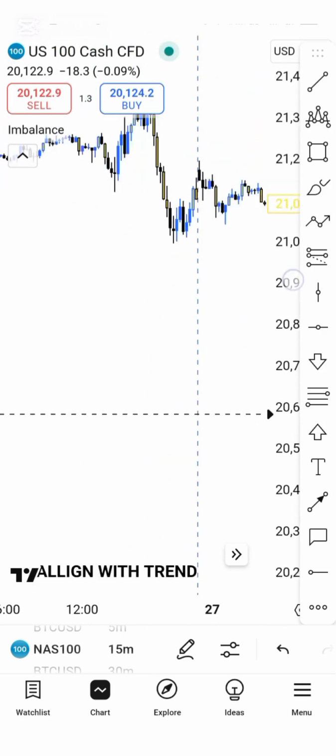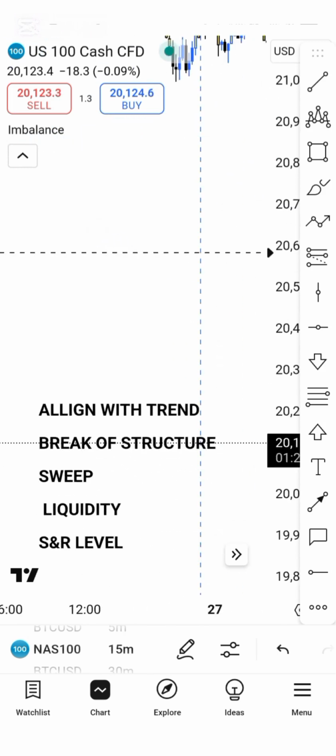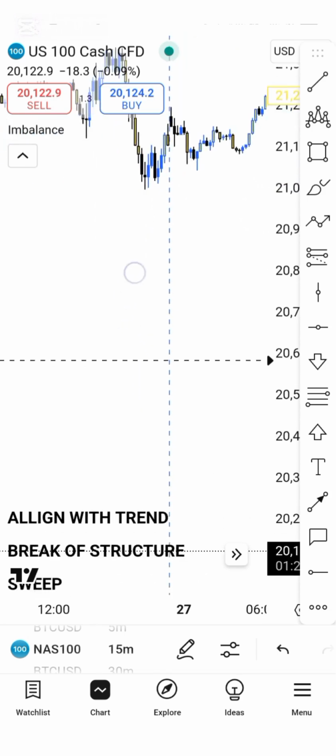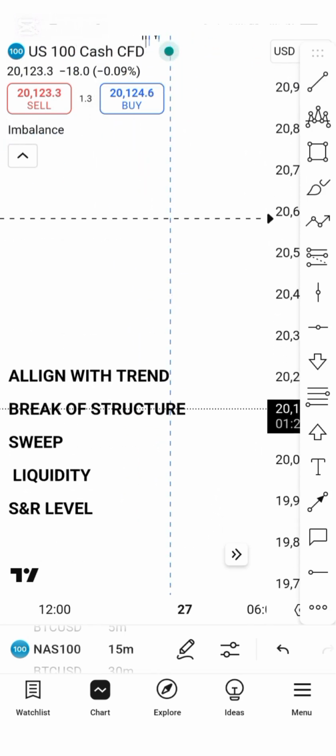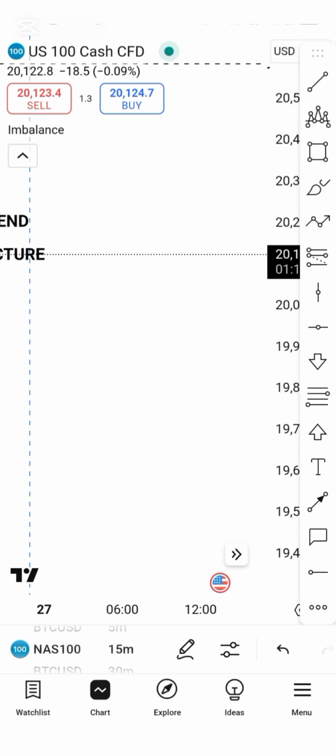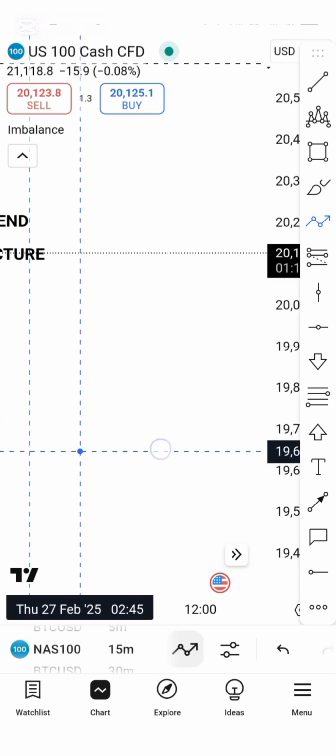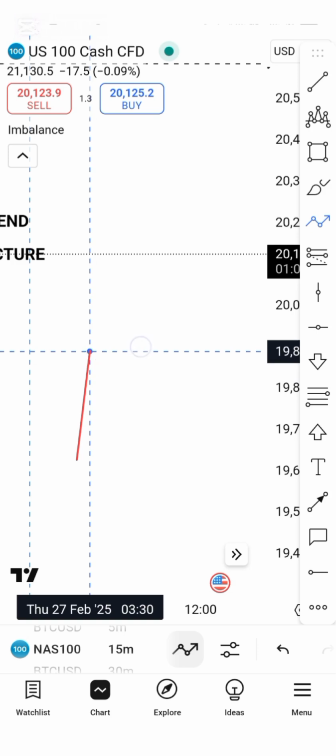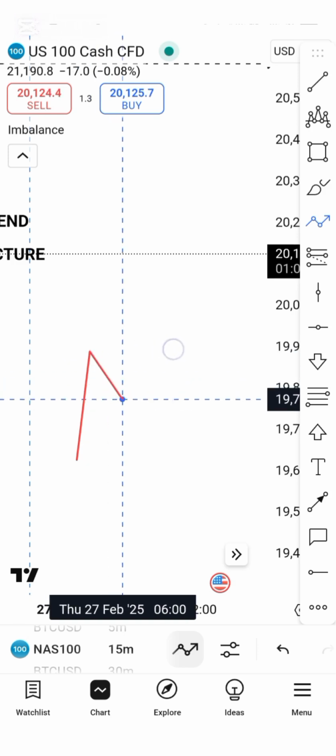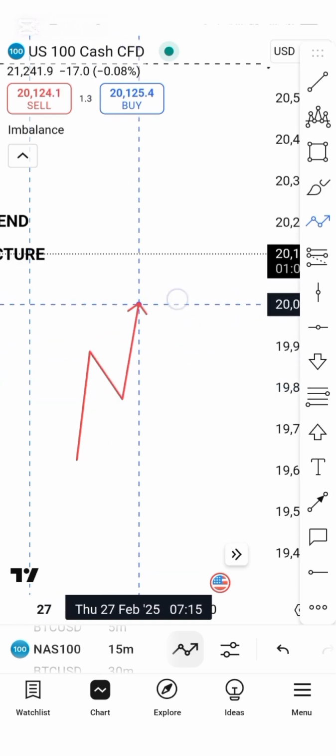I'm going to explain each one and show you on the chart what I mean by each one. The first one is aligned with trend. What do I mean by aligned with trend? We all know what trend is in the market. Markets move in an uptrend, make a retracement, then move.